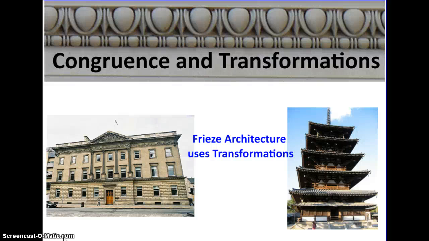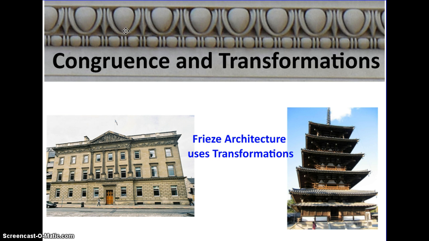Hello everybody, and today's lesson is on congruence and transformation. So in the pictures that you see here, we have all different kinds of transformations that occur. Different types of architecture use patterns and translations, rotations, reflections. So if you can see here, this shape has been repeated over and over and over.